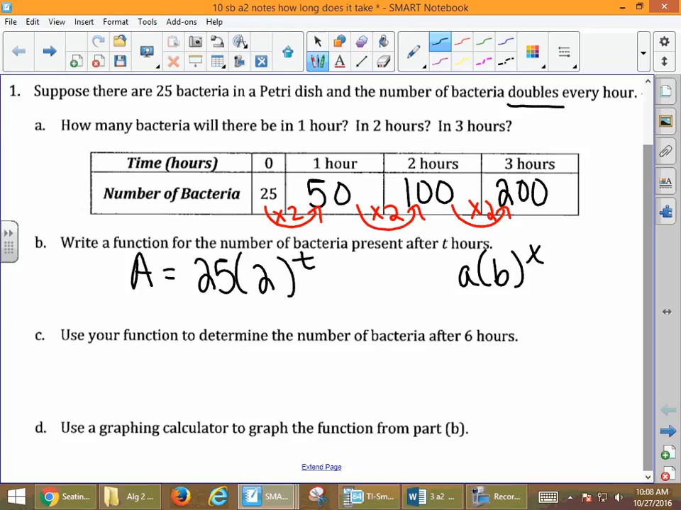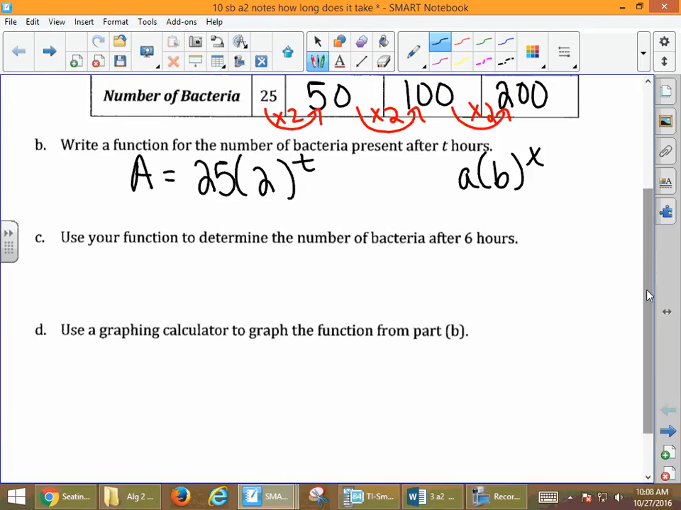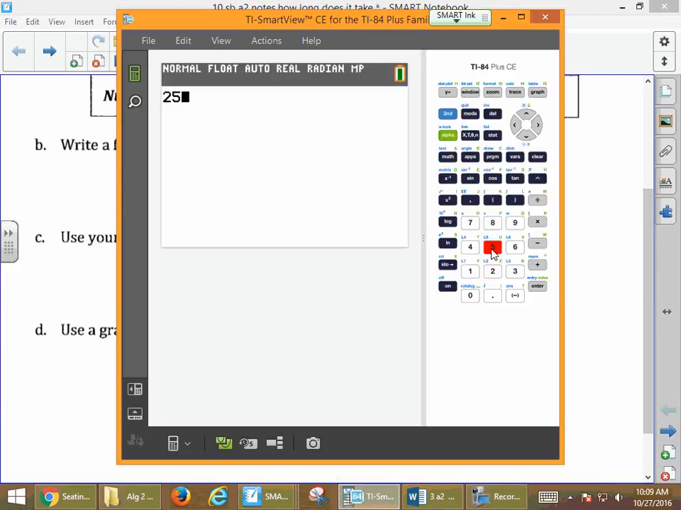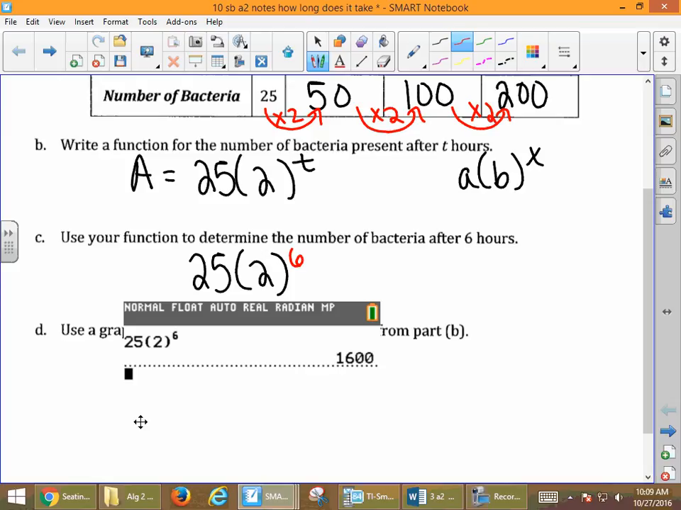So now, once we can identify the formula, we're going to use your function to determine the number of bacteria after 6 hours. So now we're going to take 25, we're doubling it, but we want to know after 6 hours. So when we type that into our calculator, 25 times 2 to the 6 will give us a value of 1,600. So we get 1,600 bacteria after 6 hours.